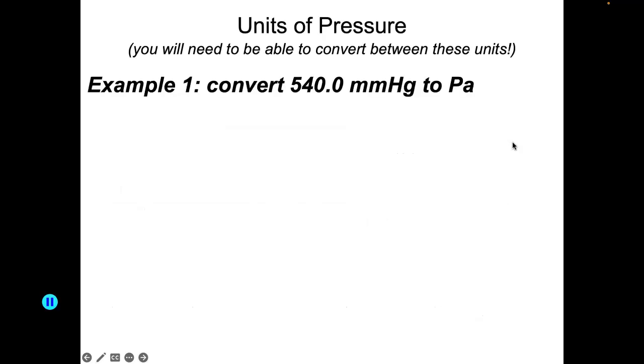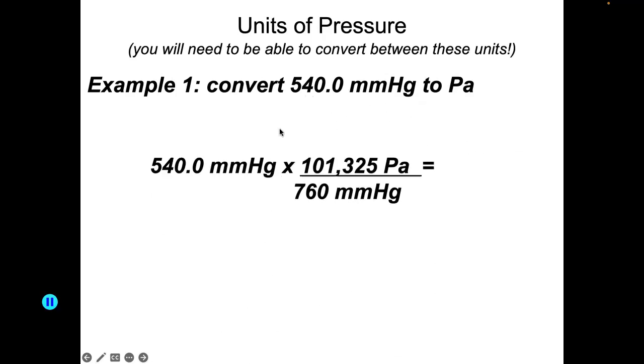So we need to be able to convert, so we're going to do a conversion here. We're going to convert 540 millimeters of mercury to pascals. So we start with what we know. You can think of our crisscross or our train tracks here. We have 760 millimeters of mercury to 101,325 pascals. So if we take these and multiply, divide by this one, we get 71,994.08 pascals. And you're going to notice we're going to round to the hundredth place just like we've been doing before.